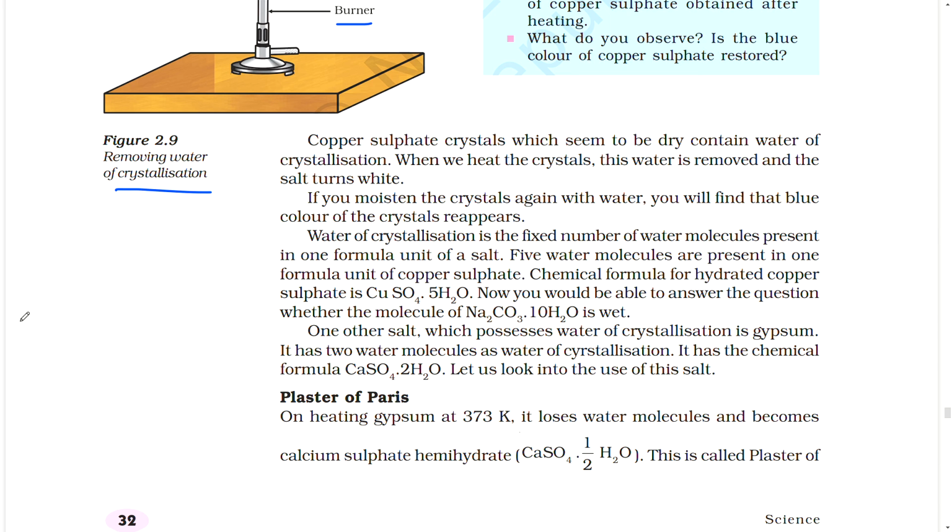One other salt which possesses water of crystallization is gypsum. It has two water molecules as water of crystallization. It has the chemical formula CaSO4·2H2O. Let us look into the use of this salt.